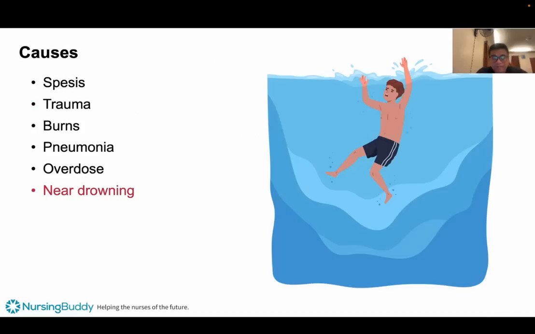So what are the causes? It can be sepsis, trauma, burns, pneumonia, or overdose of drugs, and of course, near drowning. So what happens in near drowning? You wash out the normal surfactant in your alveoli. Hence, you will have a lot of fluid within your alveoli, infiltrating the alveoli. Hence, there will be a problem with your oxygenation.